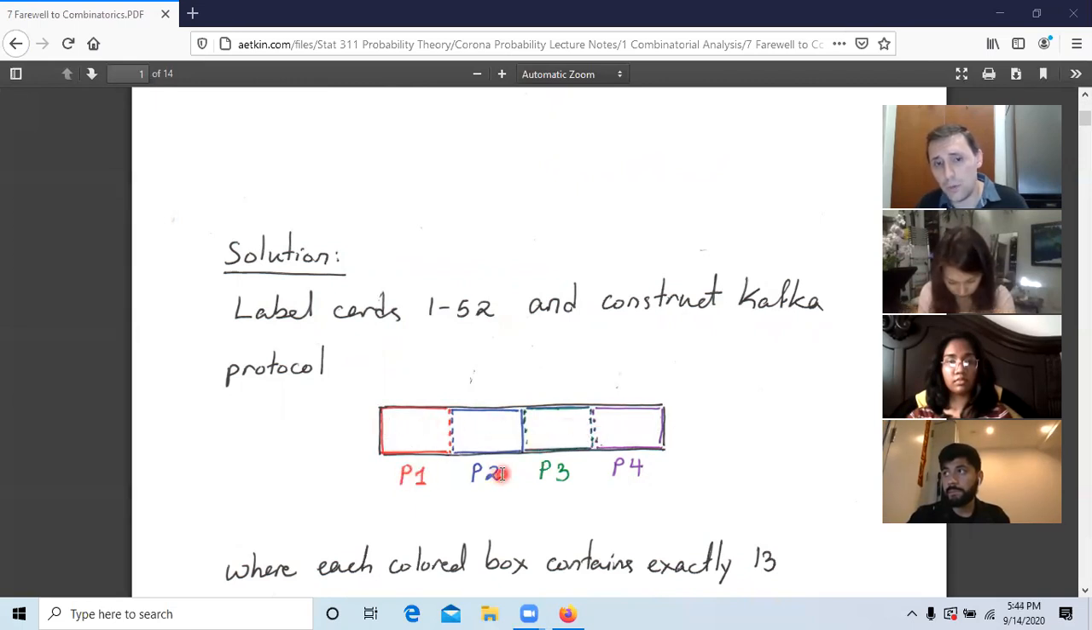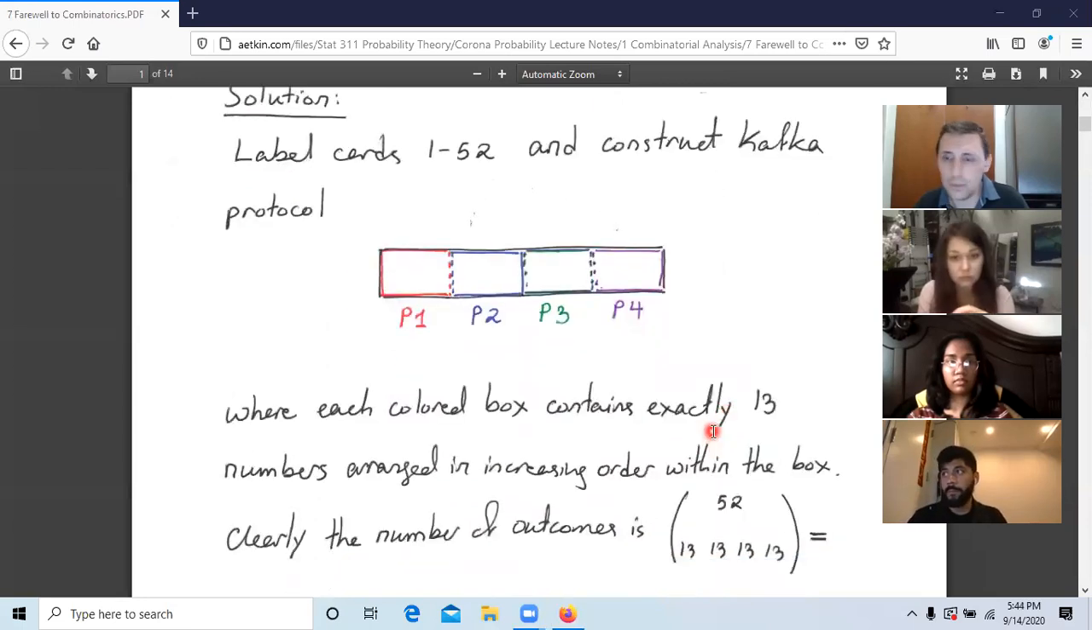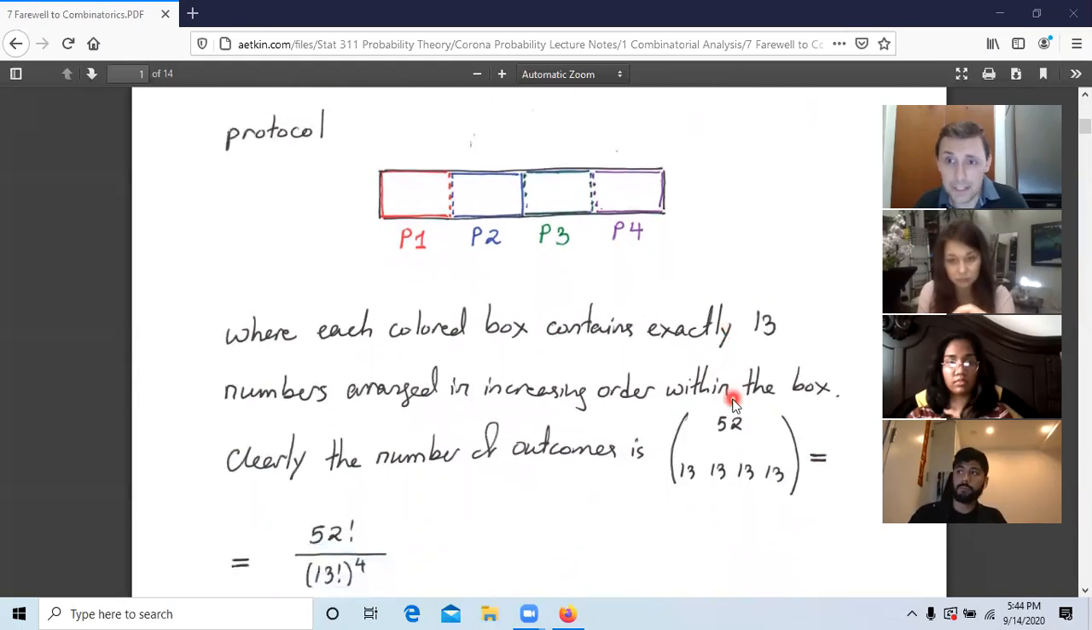Underneath you have red P1, blue P2, green P3, and what is it? Purple, whatever the color is, P4. What color is it, by the way? Purple? I'm really seriously asking. But what happens here? What is the code going to look like?